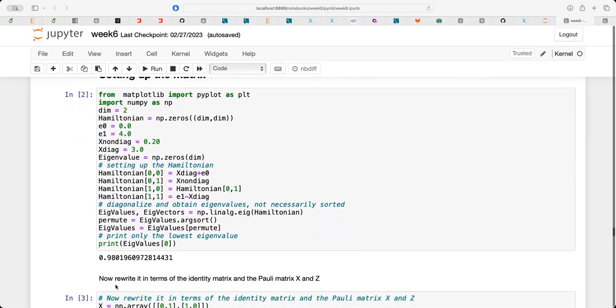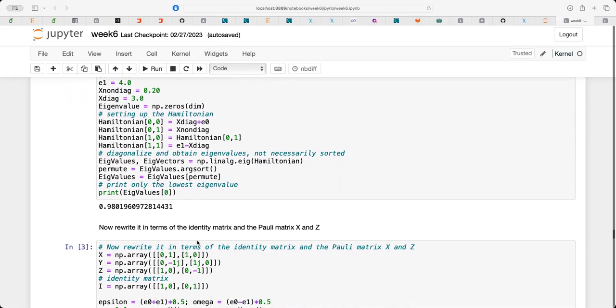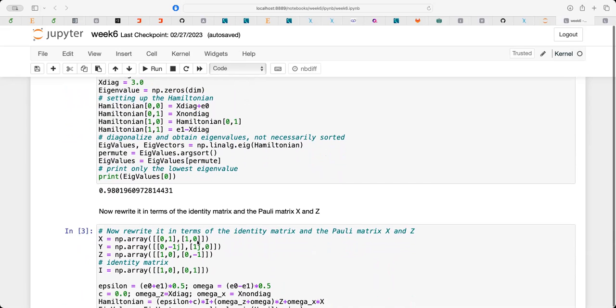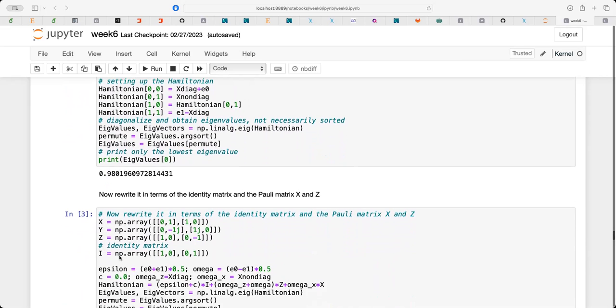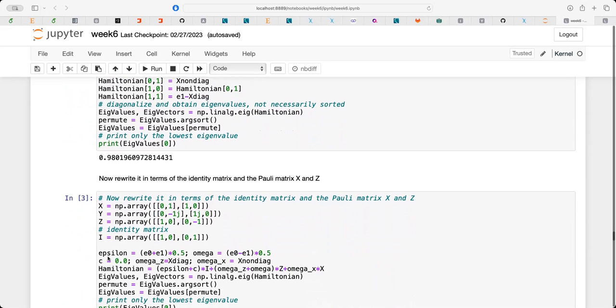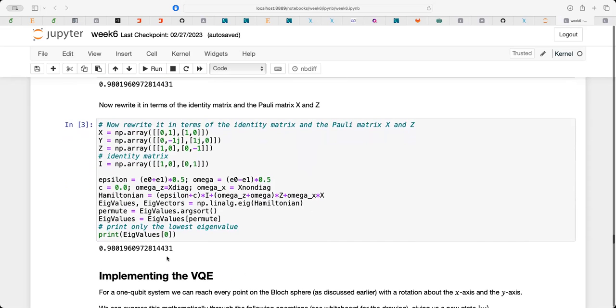Now, what I could do now, I can obviously rewrite everything. I'm preparing for the quantum calculations. I can rewrite everything in terms of Pauli matrices. I have the identity matrix. So now I'm just writing the Hamiltonian in terms of the different matrices. So I should obviously get the same, right? And fortunately, I got the same. So I haven't done something wrong.